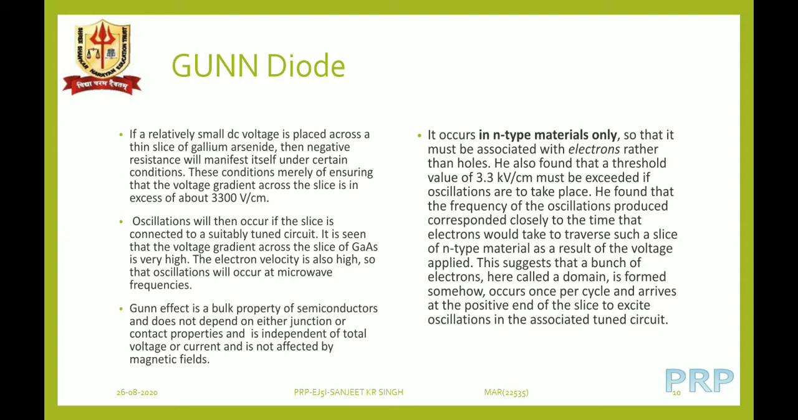So remember, the Gunn effect is observed in N-type materials only, and hence it is associated with electrons rather than holes, and the threshold voltage required is 3.3 kV per centimeter. So if the voltage gradient is 3.3 kV per centimeter or greater, then we observe the oscillations and the negative characteristic is exhibited by the thin slice.